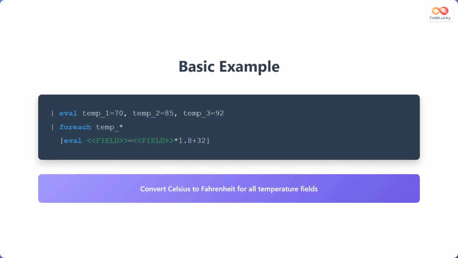Let's look at a practical example of the foreach command in action. Here we start by creating 3 temperature fields with values in Celsius using the eval command. We have temp_1 set to 70 degrees, temp_2 set to 85 degrees, and temp_3 set to 92 degrees. Then we use the foreach command with the pattern temp_* to match all our temperature fields. The eval expression multiplies each field by 1.8 and adds 32, which is the standard formula for converting Celsius to Fahrenheit. This single foreach command effectively converts all our temperature fields from Celsius to Fahrenheit.